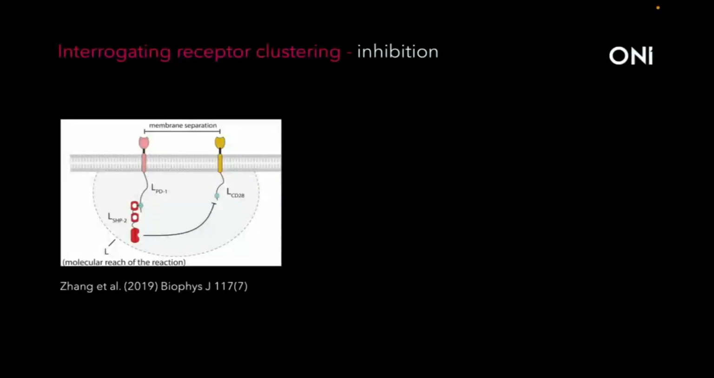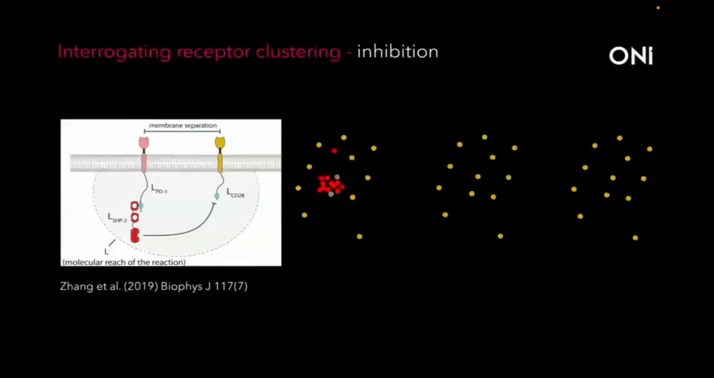Because if it is outside of that, then any SHP2 that it recruits will not be able to bind and dephosphorylate the CD28. And this was shown by a very nice study by Omar Dushek's group, where they characterized how the molecular reach of different inhibitory molecules impacts their ability to inhibit local molecules. So you can clearly see then that even if you have the same distribution of CD28, which I'm representing here in yellow, different distributions of PD-1 will have different outcomes.